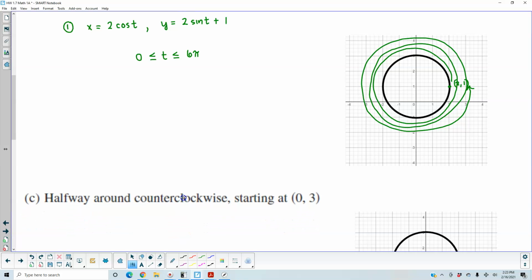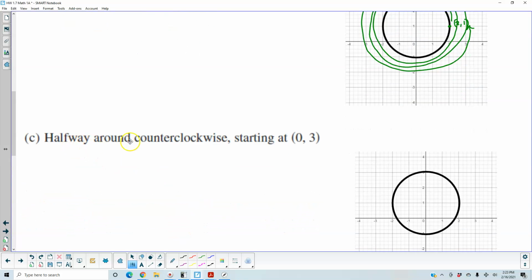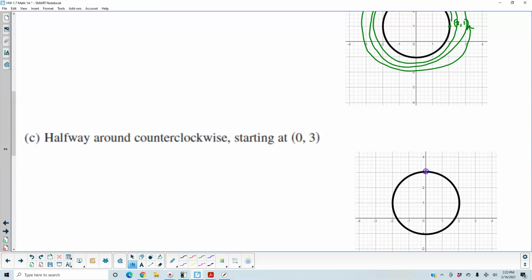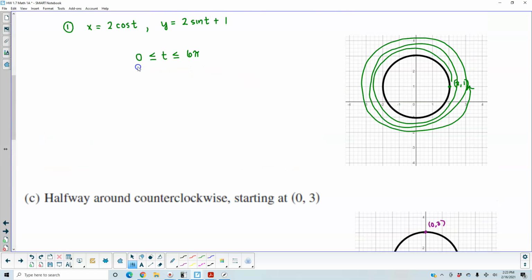So let's take a look at part C here. We want to go halfway around counterclockwise, starting at (0, 3). So if we're starting at (0, 3), that means we're starting here at this point. Then our trig functions are going to have to change for x and y. So x is going to be 2 times the sine of t.